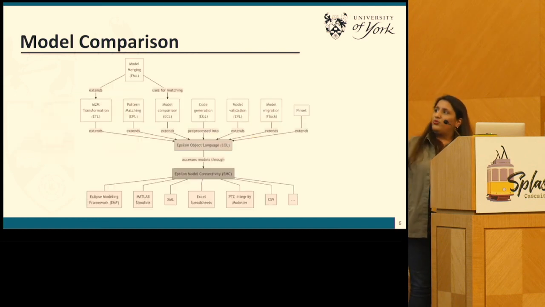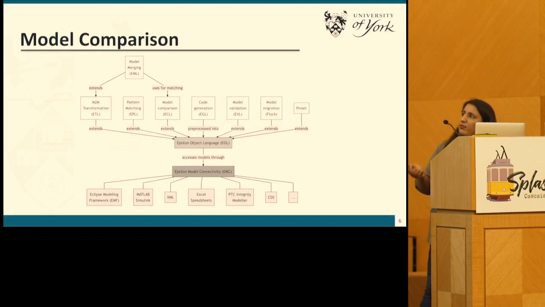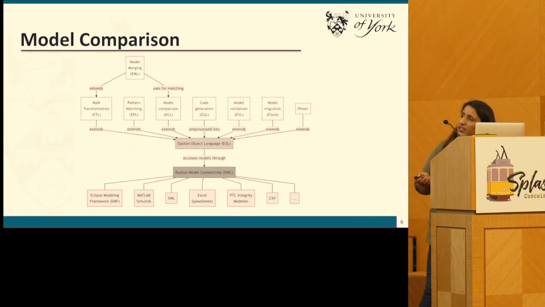Before I go to ECL, I think it's important that I say a few words about Epsilon. Epsilon is a family of model management languages, and it provides an abstraction over different modeling technologies using the model connectivity layer, where you can access different models, and then you can use any of the languages depending on the task that you're targeting. The main thing to take from here is that Epsilon's core language is EOL, Epsilon's object language, and all the other languages are built on top of it. The language of interest here is ECL, which is used for model comparison, as I mentioned.